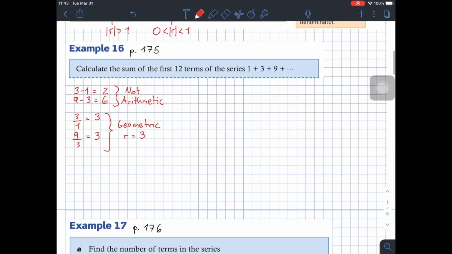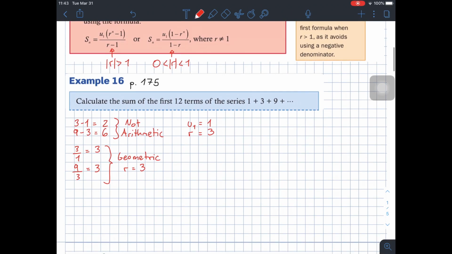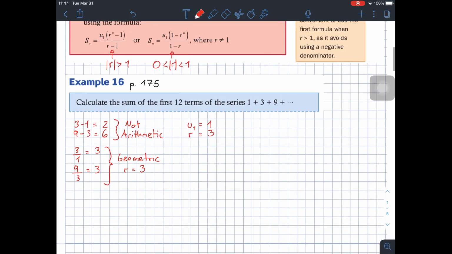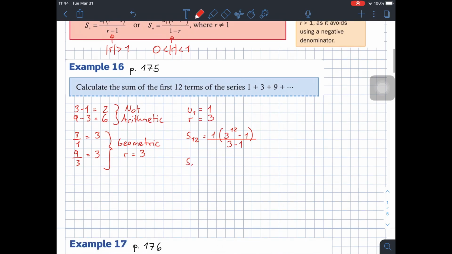with a common ratio of 3. Okay, so U1, the first term, is 1, and the common ratio is 3. So if we want to calculate the sum of the first 12 terms, we should apply this formula because the common ratio is greater than 1, right? So S12 equals U1, which is 1, times 3 to the power of 12 minus 1 over 3 minus 1. Okay, so S12 equals, let's use the calculator for this. This would be (3 to the power of 12 minus 1) divided by 2. This gives us 265720, a very big number.